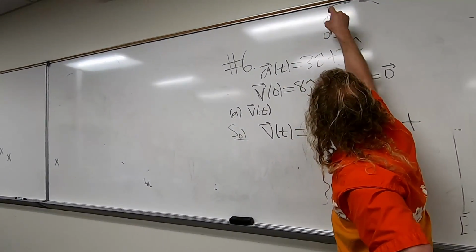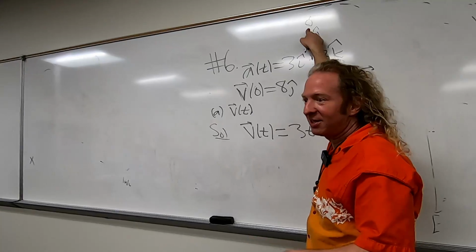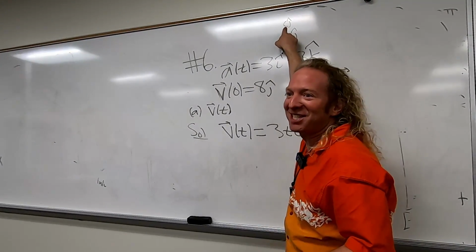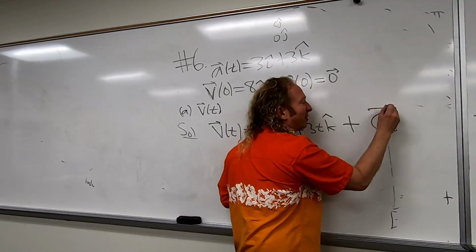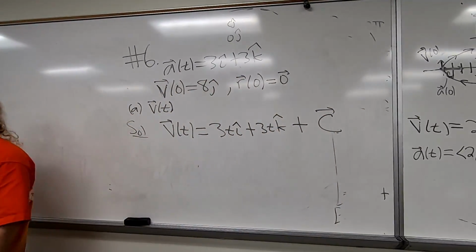So this gives you a Cj. Cj is TJ's brother. No, I'm kidding. But it gives you a Cj, but the Cj is a constant. It gets absorbed into our vector, so you don't have to worry about it.